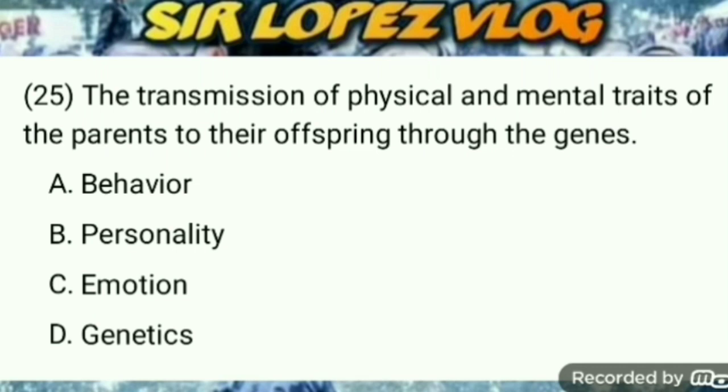25. The last question. The transmission of physical and mental traits of the parents to their offspring through the genes. A. Behavior. B. Personality. C. Emotion. Or D. Genetics.